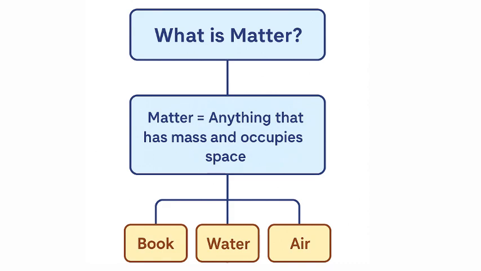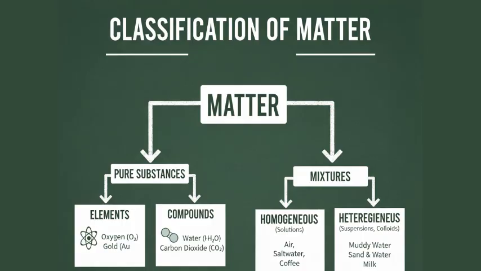Now, this classification is so important. Why? Because knowing if something is a pure substance or a mixture is the first step in figuring out how to deal with it. This chart right here tells you which separation methods are even possible.